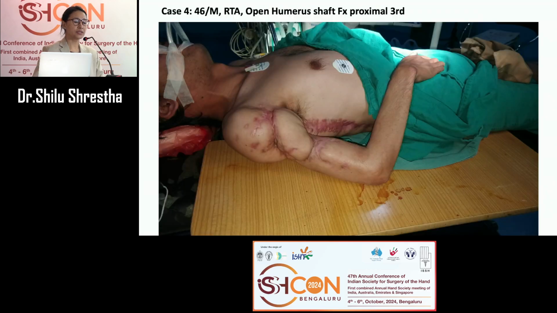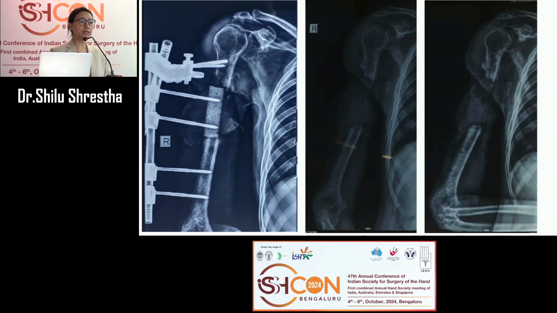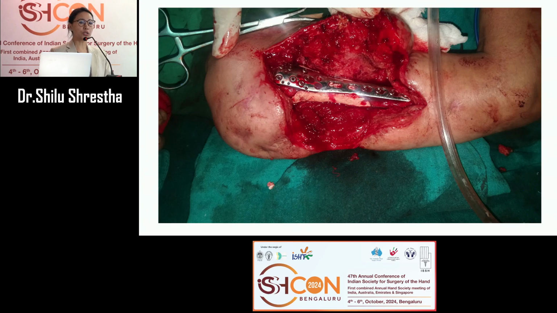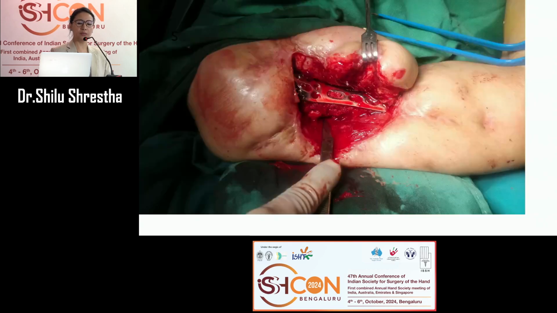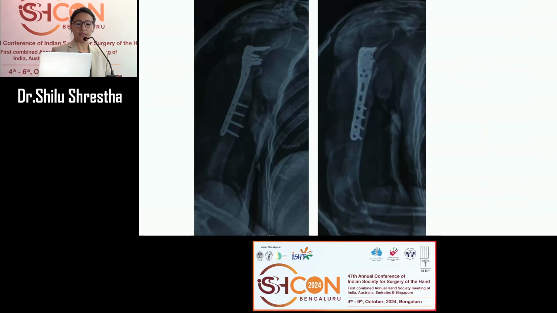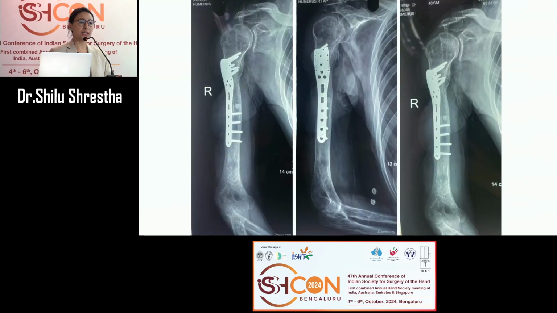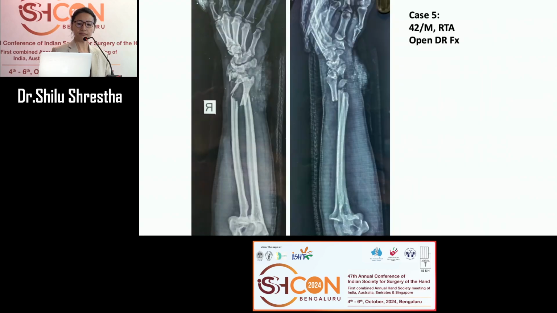This is a 46-year-old gentleman with an open humerus fracture covered with an LD flap who underwent multiple surgeries for fracture fixation. He presented to us with a gap non-union, and we fixed it with a proximal humerus plate with bone cement and, after 2 months, cancellous bone graft. These are his subsequent X-rays, and these are the X-rays at 1 year.